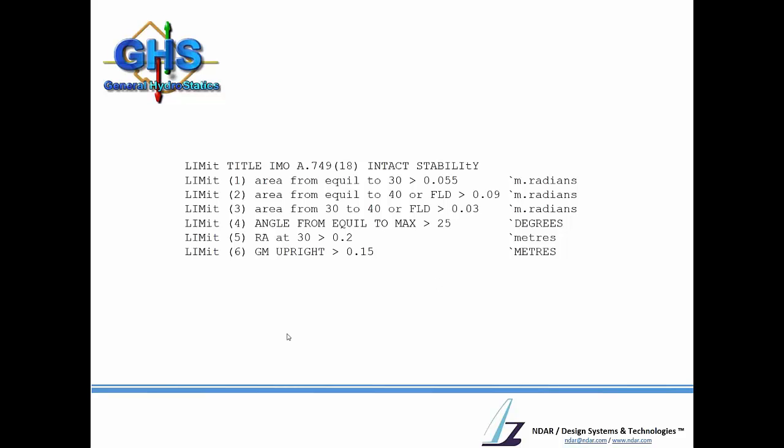I mentioned earlier that it's very indicated to give a title to your limit, so limit title, and then give the actual description. In this case, for example, I used IMO A749 18 intact stability, and a typical set of limits. Which means also that you would probably write that into a macro command that you can call, because it's very typical to have the coexistence of several criteria within one run file. So for example, you can call your intact stability criteria to run the intact stability, and then do a limit off and call for your damage stability criteria.